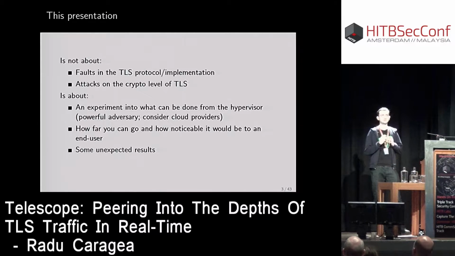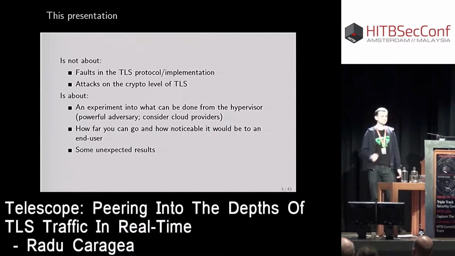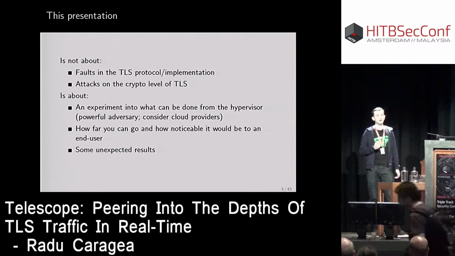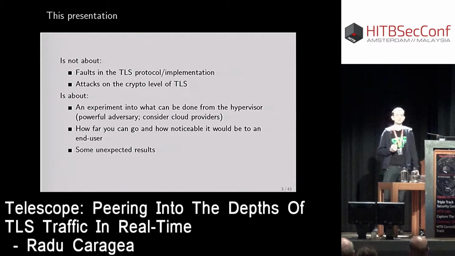Think of it as an experiment. We decided to model a very powerful adversary. We call this the hypervisor in the middle attack. And so imagine it in the context of cloud providers, right? So in the cloud, the provider can see stuff from the VMs. They can see HTTP traffic. But can they also see HTTPS traffic? Well, not really, because it's encrypted, right?